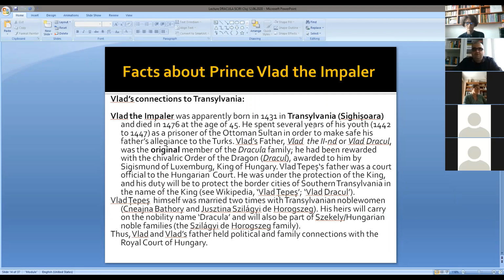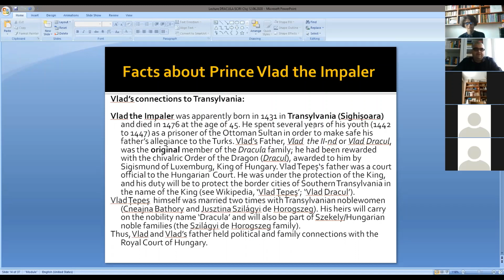Vlad's father, Vlad II, or Vlad Dracul, not Vlad Dracula, but Vlad Dracul, was the original member of the Dracula family. He had been rewarded with the Order of the Dragon. That's where the name Dracul comes from, awarded to him by the King of Hungary. Vlad Țepeș's father was a court official to the Hungarian court at some point. He was under the protection of the king, and his duty was to protect the border cities of Southern Transylvania in the name of the King of Hungary.